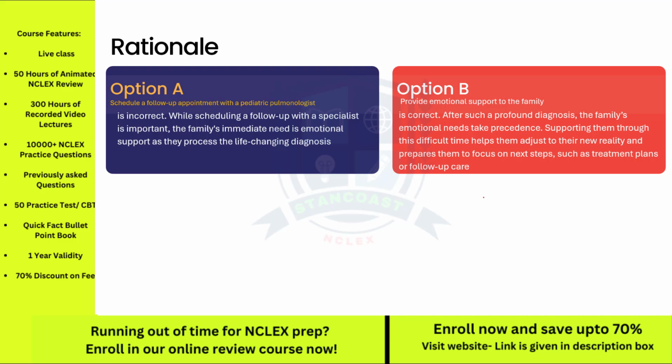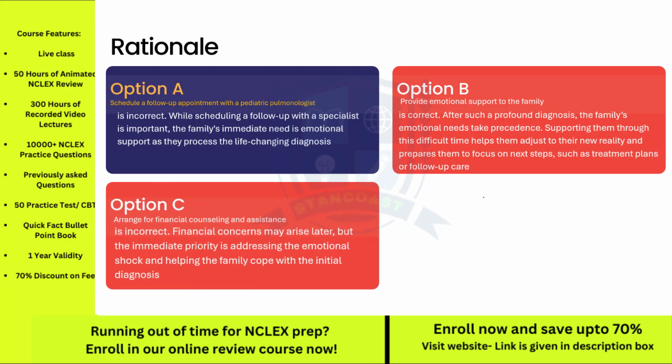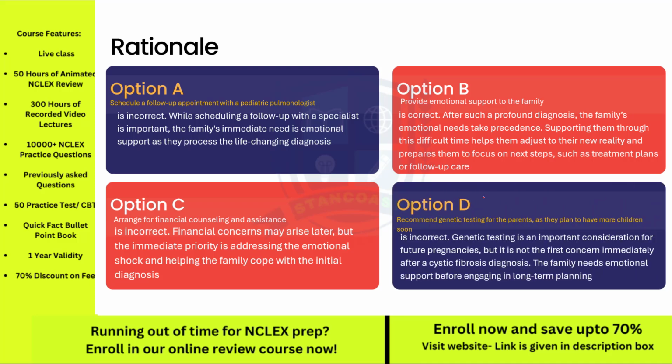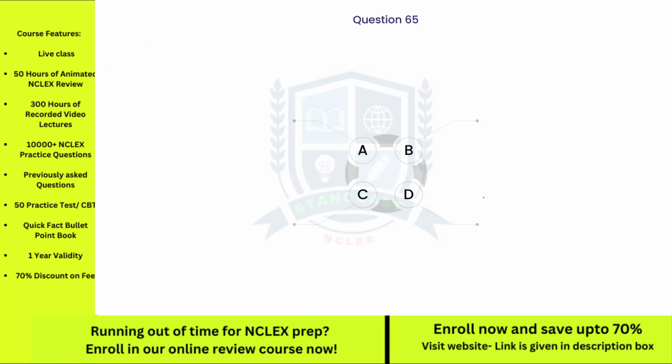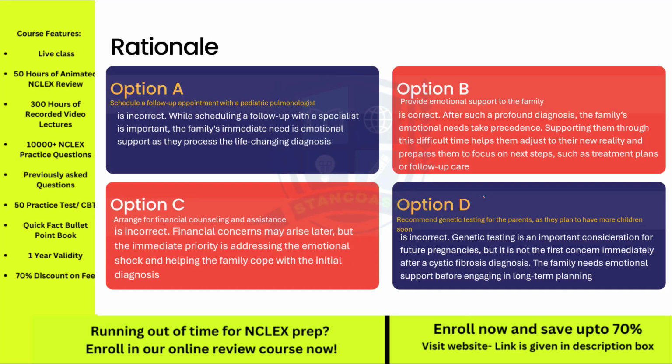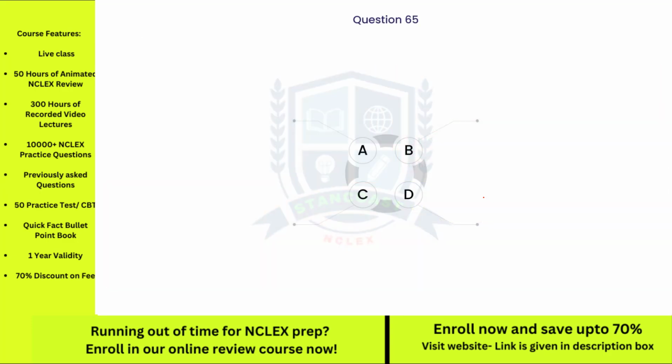C is incorrect. Financial concerns may arise later, but the immediate priority is addressing the emotional shock and helping the family cope with the initial diagnosis. D is incorrect. Genetic testing is an important consideration for future pregnancies, but it is not the first concern immediately after a cystic fibrosis diagnosis. The family needs emotional support before engaging in long-term planning. Let's move on to the next question.